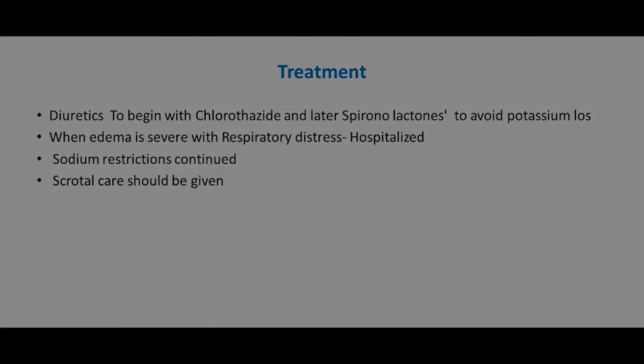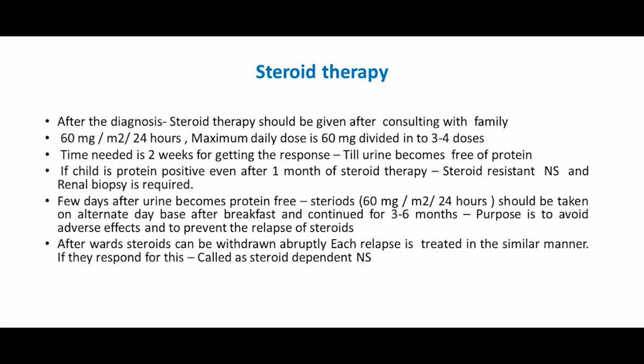Next one. Now, basically this is very important. We have to discuss a little bit about the steroid therapy because this matters for us when we are dealing in Ayurveda. So, after the diagnosis, steroid therapy should be given after consulting with the family because steroid has so many adverse effects. So, 60 milligrams per meter square per 24 hours, this is the dose. Maximum daily dose should be 60 milligrams divided in 3 to 4 doses. Time needed is 2 weeks for getting the response till the urine becomes protein free, and these are the different schedules of steroid treatment. Next one.